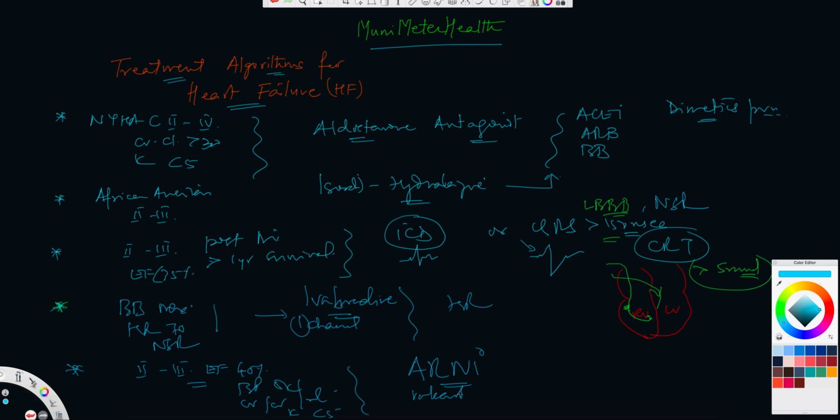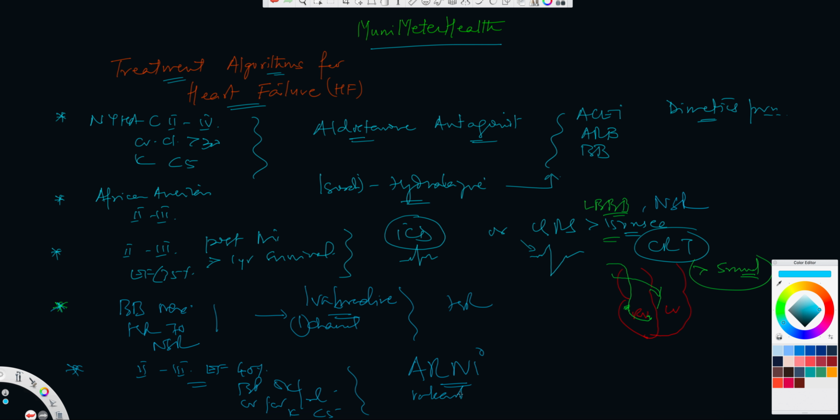Class 2 and 3, EF less than 35, and they've had an MI, and the caveat is the survival is estimated, or assessed, or predicted to be more than a year. Those patients can qualify for an ICD placement, or if the QRS is prolonged, like a left bundle branch block where QRS is more than 150 milliseconds, you can give a CRT.